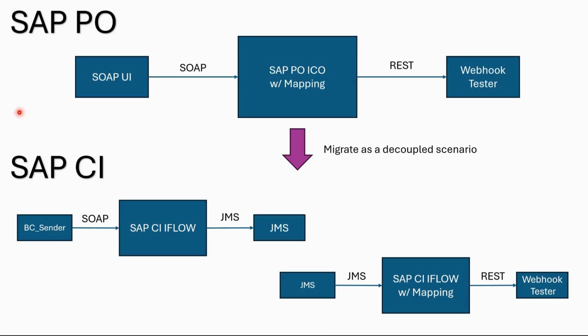Hello everyone. As we know, PI/PO is going to be sunset in 2027 and it needs to be replaced by its natural successor, which is CPI, or rather Integration Suite. Many customers have already started this journey, or are in the process of starting this migration. SAP in this regard has brought in a lot of very useful and very important tools, without which this migration may not be possible.